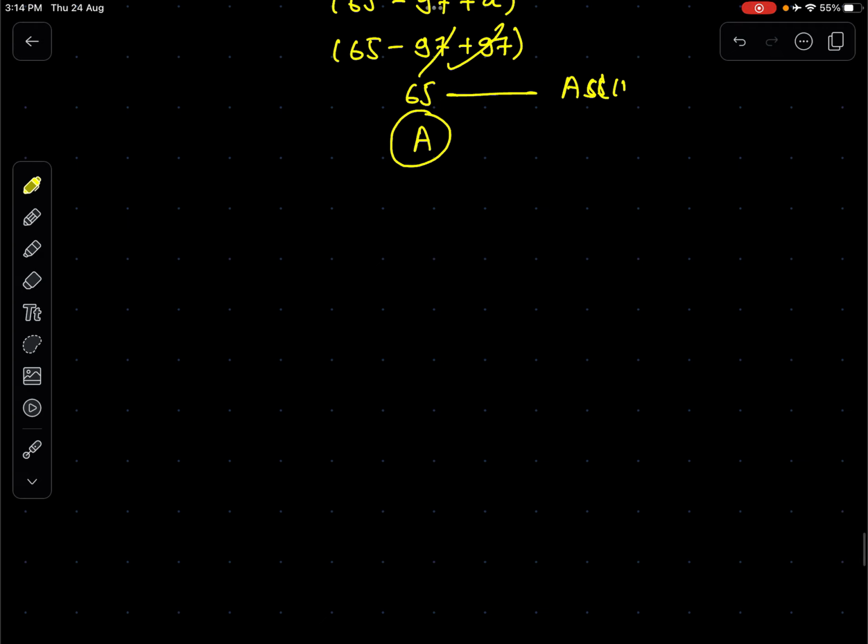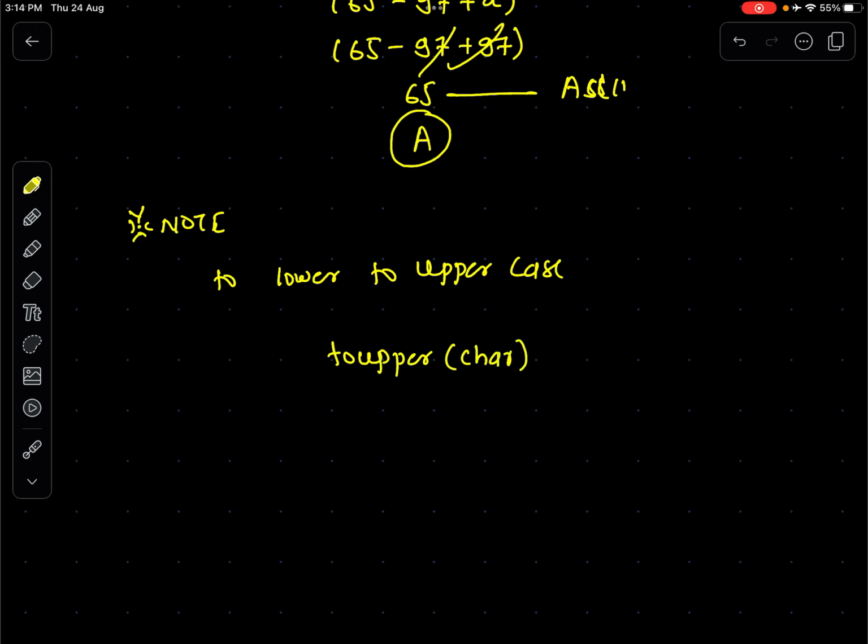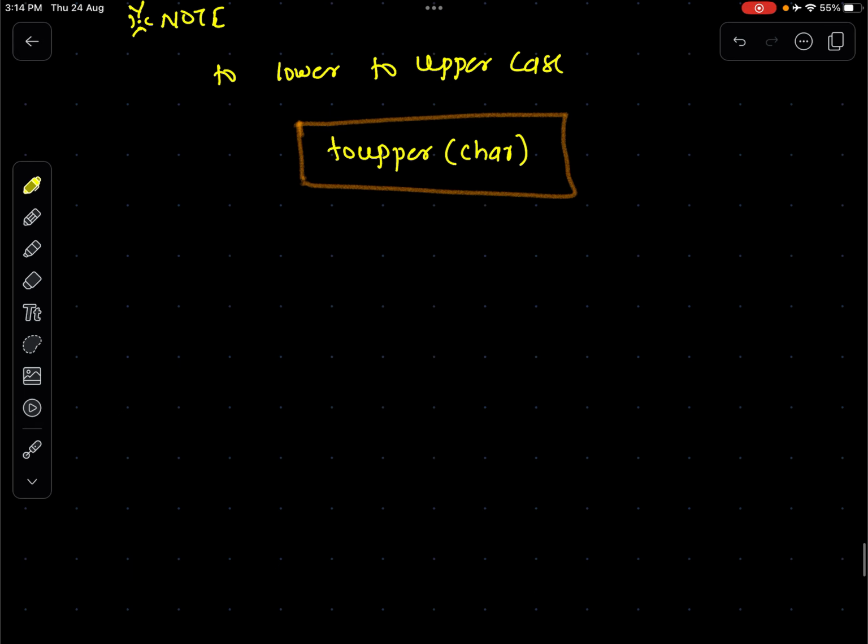So what is the inbuilt function for uppercase as well? There is one more note, I will write it as note, inbuilt function. To convert lower to uppercase, the inbuilt function is called toUpper, and here we simply need to pass the character which we want to convert into the uppercase. I hope you got me. So let's sum up in a single general note. I will write over here, from upper to lower.